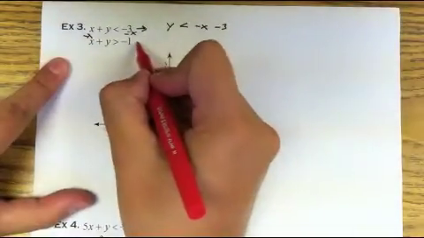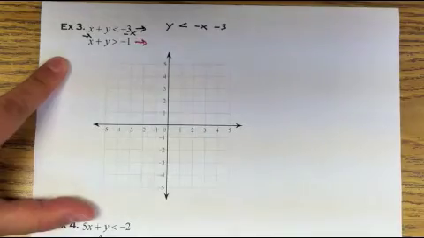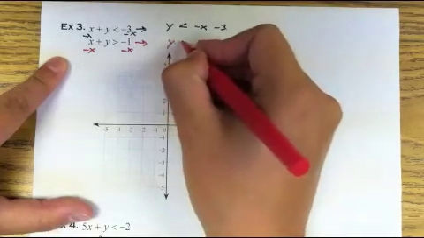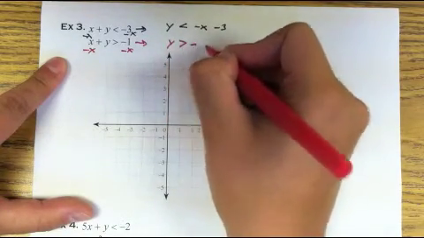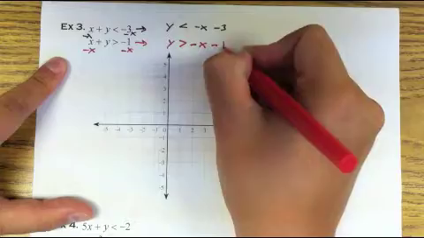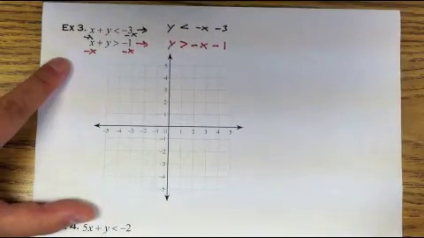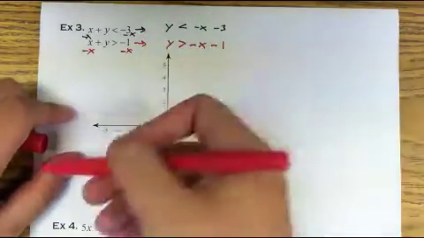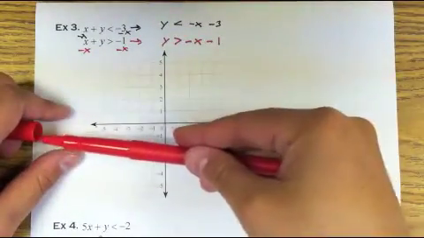Okay, how do we change this bottom one into slope-intercept form? Right, subtract x again. Okay, so we have y is greater than negative x minus 1. Okay, did we have to change the inequality sign on this one? No, we didn't multiply or divide by a negative number, so we're good to go there.